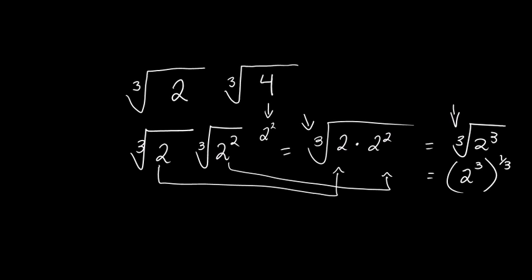That's what the third root is. And then that's 2 to the third times 1/3, which reduces to 2 to the 3 over 3, which is 2 to the first, which is just 2. So 2 is your solution.